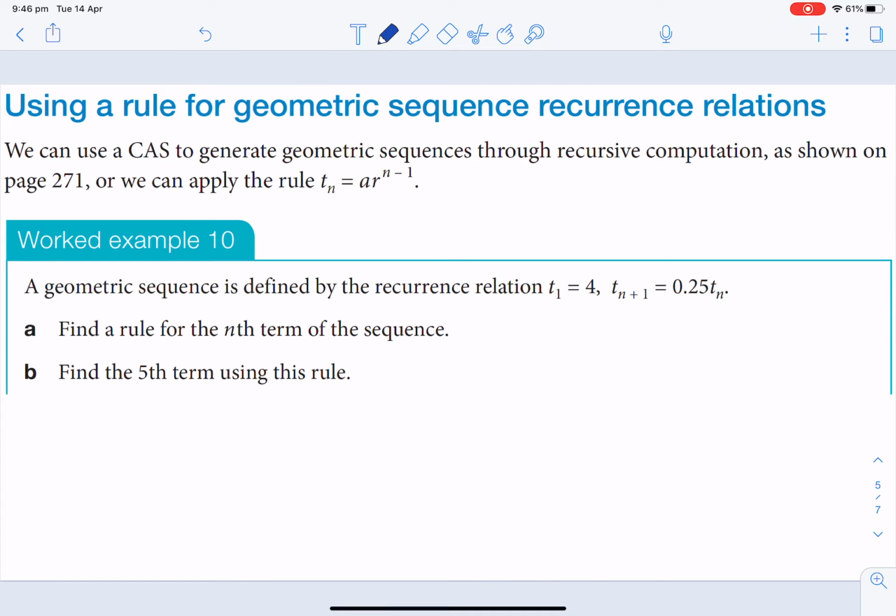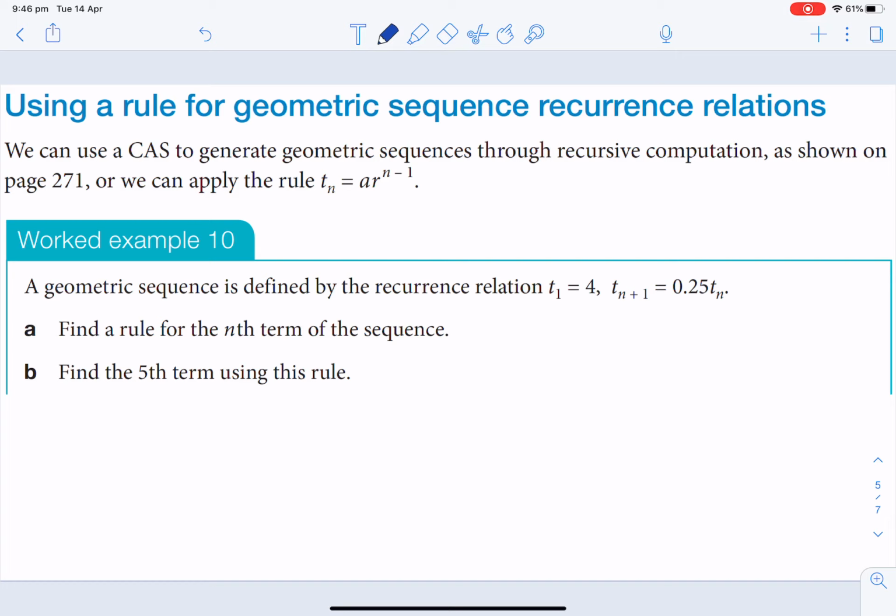Using a general rule for geometric sequence recurrence relations, we can use a CAS to generate geometric sequences through recursive computation. Again, have another look at it later in the video if you need to, as shown on page 271. Or we can apply the rule T of n equals A times R to the power of n minus 1. All right, that rule again: T of n is equal to A times R to the power of n minus 1.